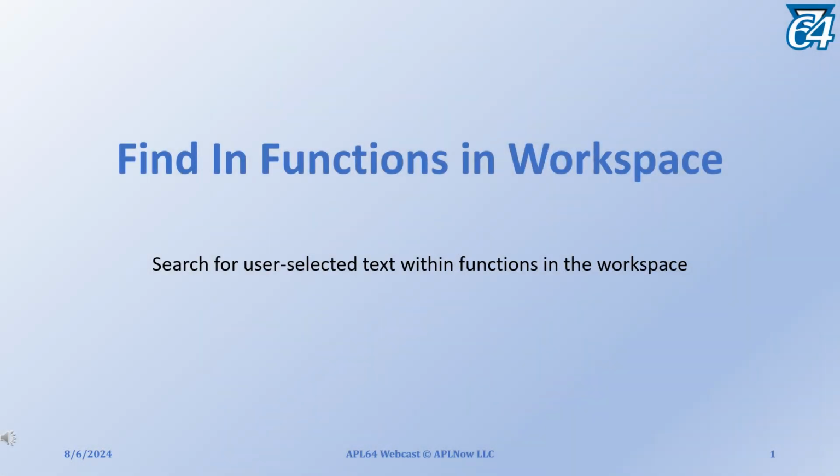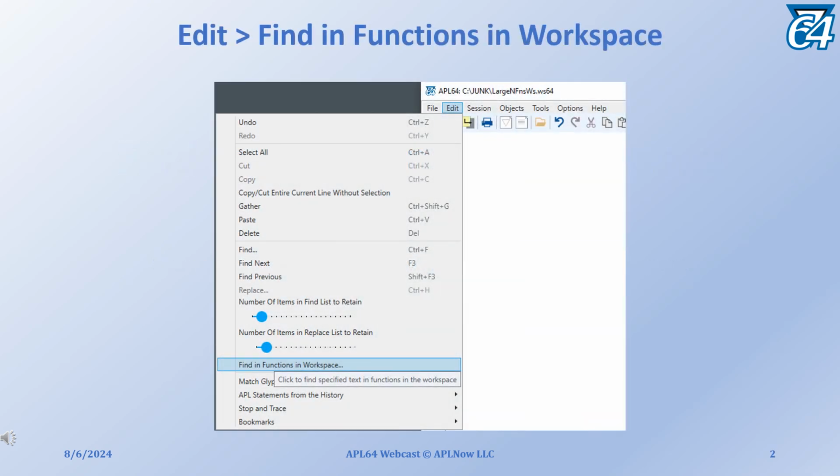When using APL64 as a developer, the APL64 programmer-defined functions in the current workspace can be searched for specified text using the Find in Functions in Workspace utility. The Find in Functions in Workspace utility dialog is made visible using the Edit, Find in Functions in Workspace menu item.